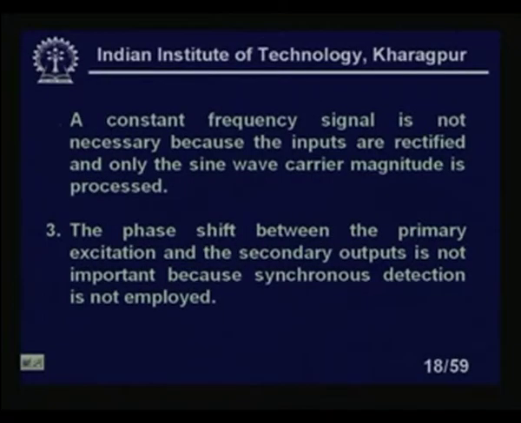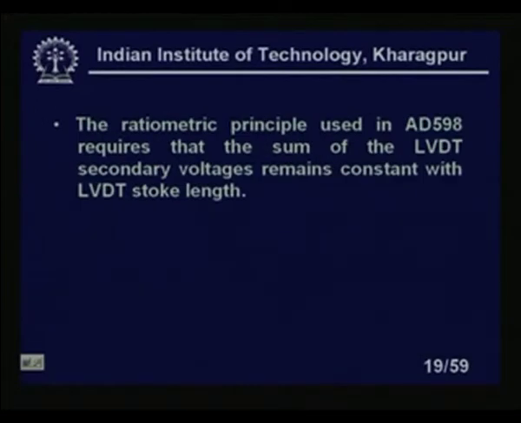The phase shift between the primary excitation and the secondary output is not important, because synchronous detection is not employed. This is another advantage. The ratiometric principle used in the 8598 requires that the sum of the LVDT secondary voltages remains constant with LVDT stroke length. Stroke length means the length through which the LVDT travels.